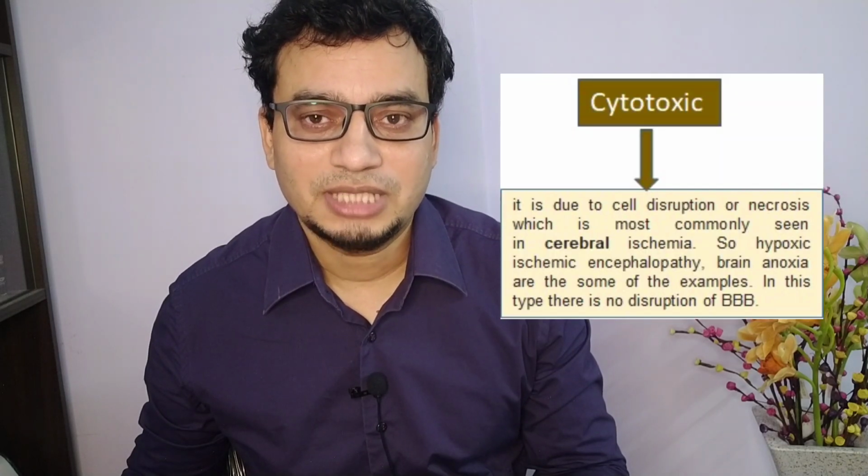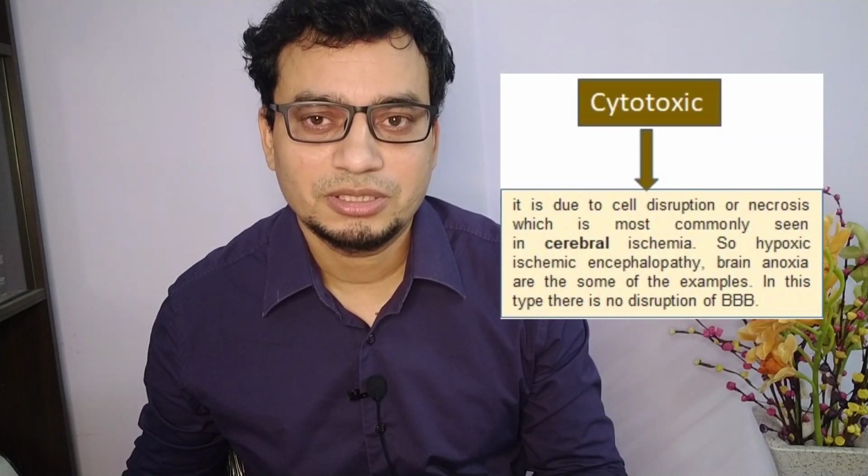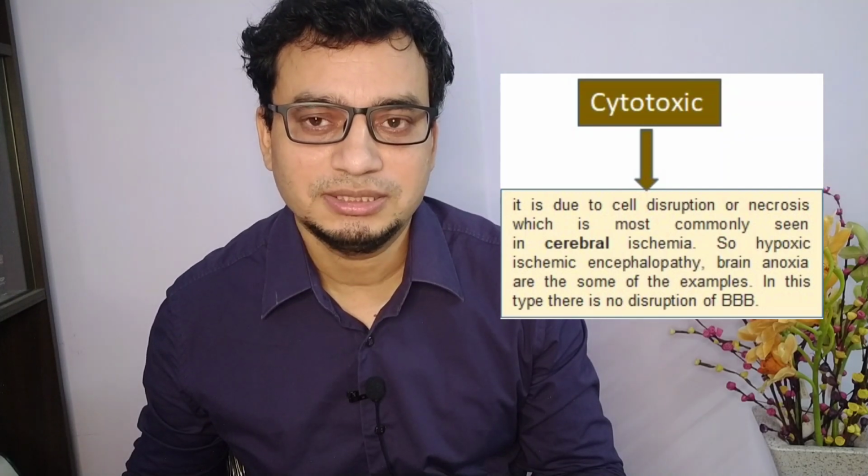Second type is the cytotoxic cerebral edema. As the name describes, it is due to cell disruption or necrosis, which is commonly seen in cerebral ischemia, hypoxic ischemic encephalopathy, brain anoxia, etc. In this type, there is no disruption of the blood-brain barrier, but there is a loss of integrity of the cell membrane, and then all the intracellular fluid is lost to the extracellular compartment.